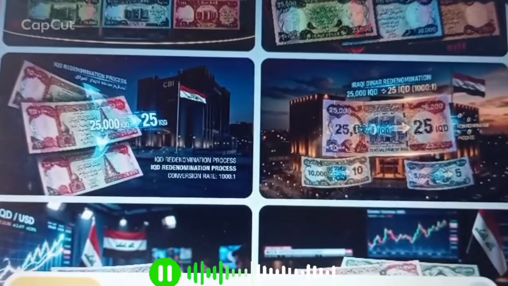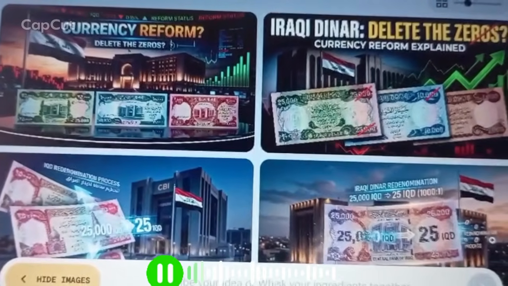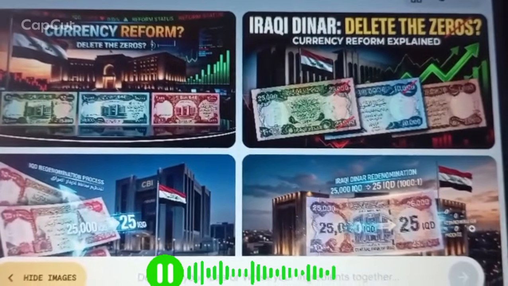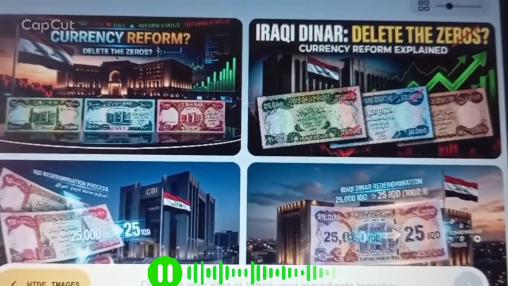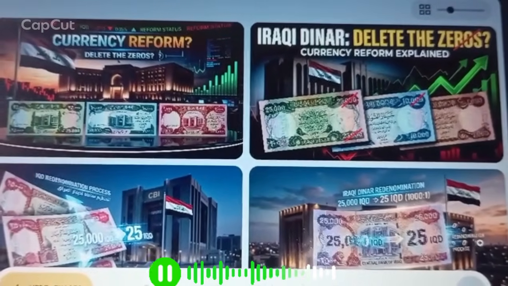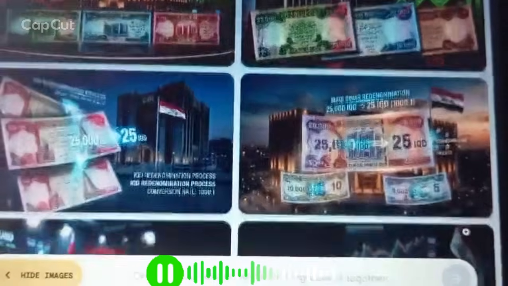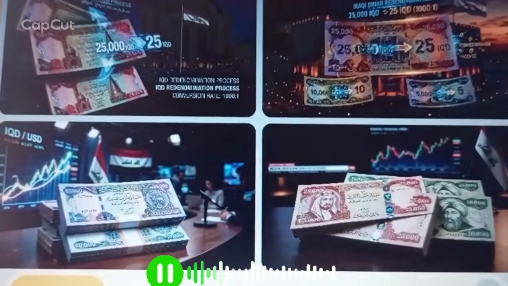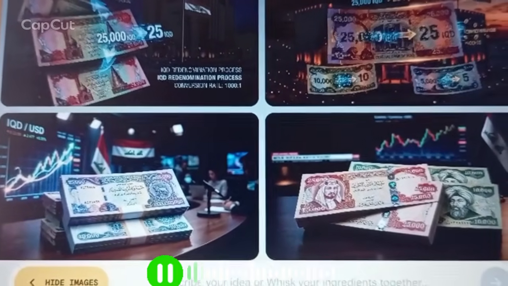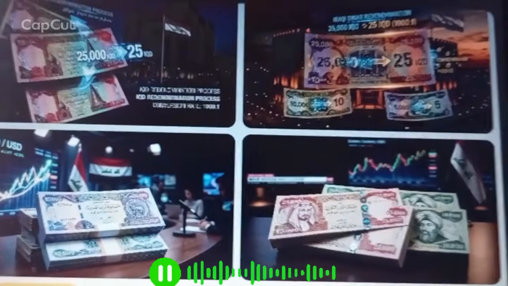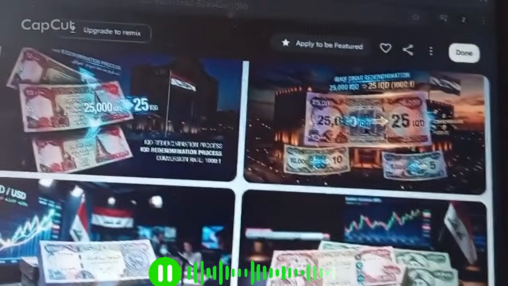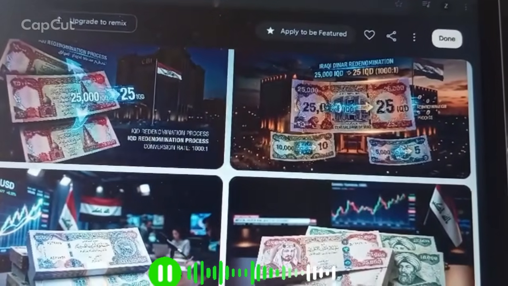For Iraqi dinar followers, this distinction is extremely important because the phrase can sound like the currency is suddenly becoming more valuable. In a conventional redenomination, however, the government changes the unit of account rather than creating wealth simply by changing the number of zeros printed on a banknote. For example, under the hypothetical example discussed in this report, a 25,000 dinar note could eventually be represented as 25 new dinars, while a 10,000 dinar note could become 10 new dinars.